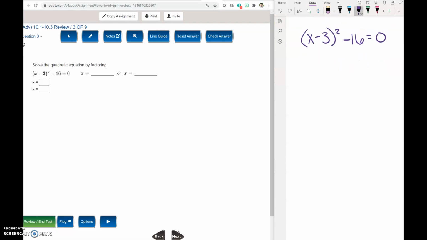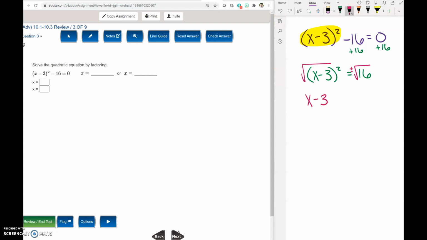You'd want to get the squared thing by itself. We want this thing on a side of the equation by itself. So I'm going to add 16 to both sides and get x minus 3 squared equals positive 16. Then I am going to square root both sides. When we put a square root in, we must put a plus minus in front of it.